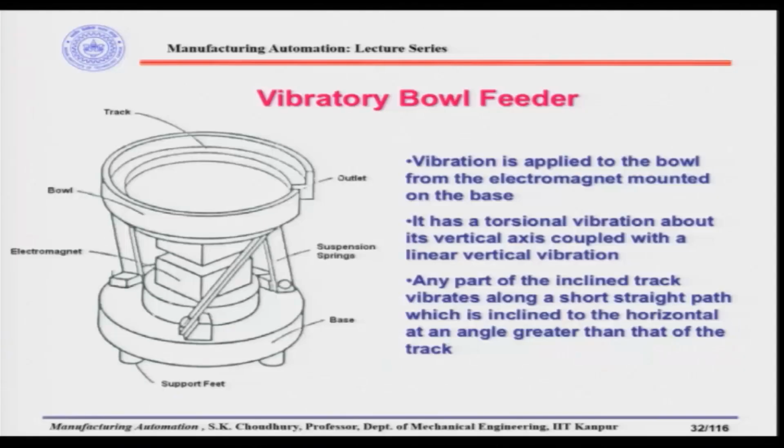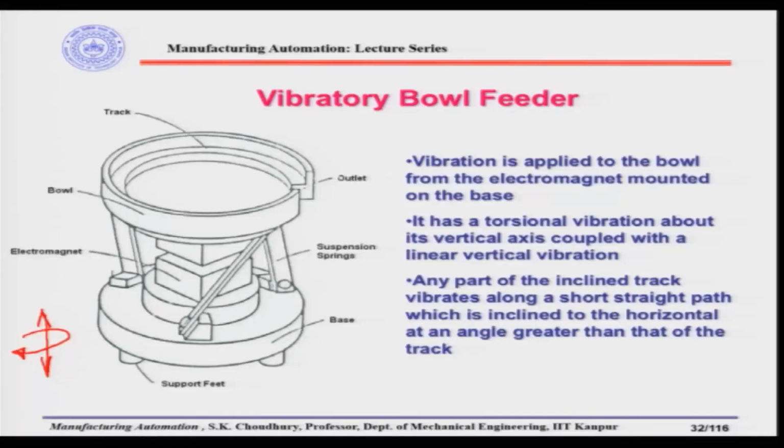Now, first of all, let us see why these parts have to ride on the track of the vibratory bowl feeder. When the electromagnet imparts the vibration, it imparts two types of vibration. One is a linear vertical vibration along the vertical axis, and there is another vibration, which is a torsional vibration like this. As a coupling of these two, as the part is going like this, it is also getting a torsion. So, it will be moving like that.